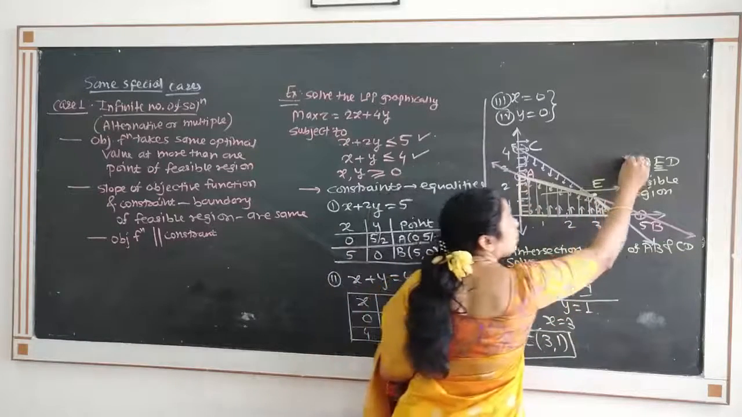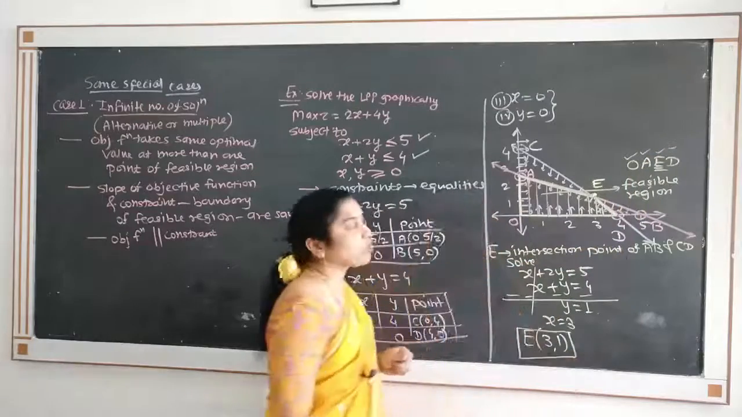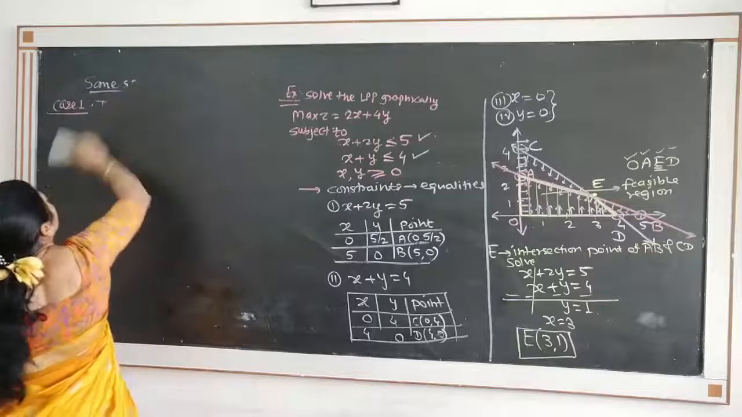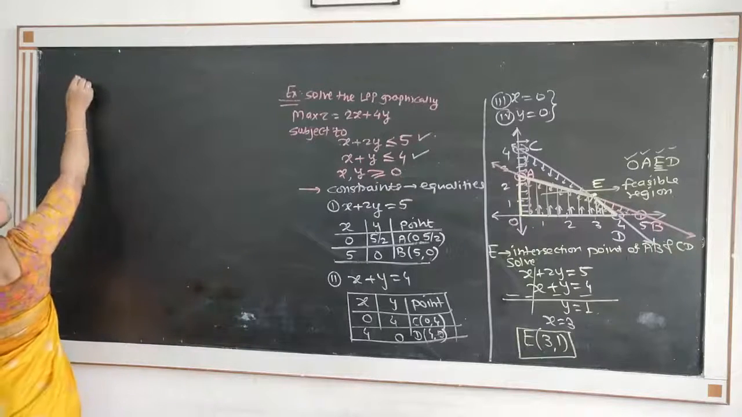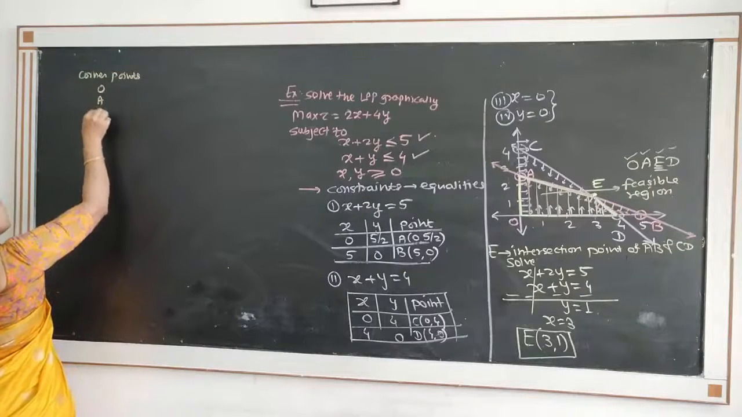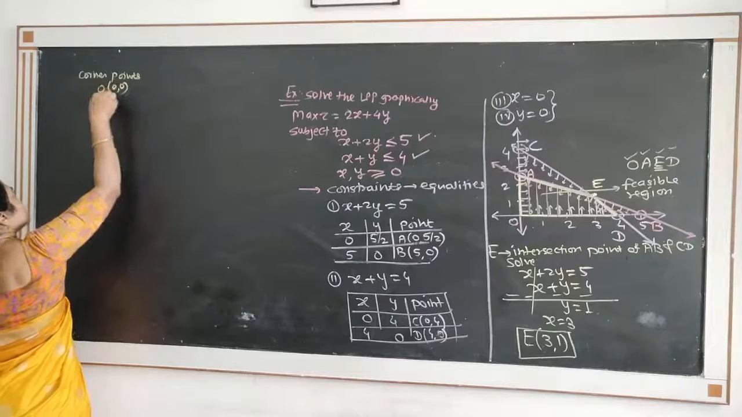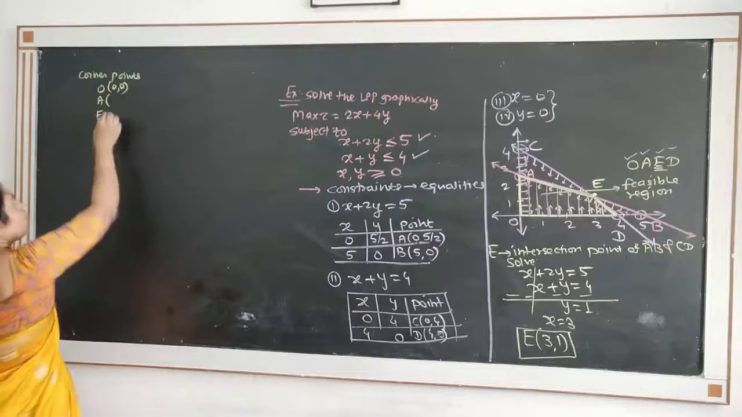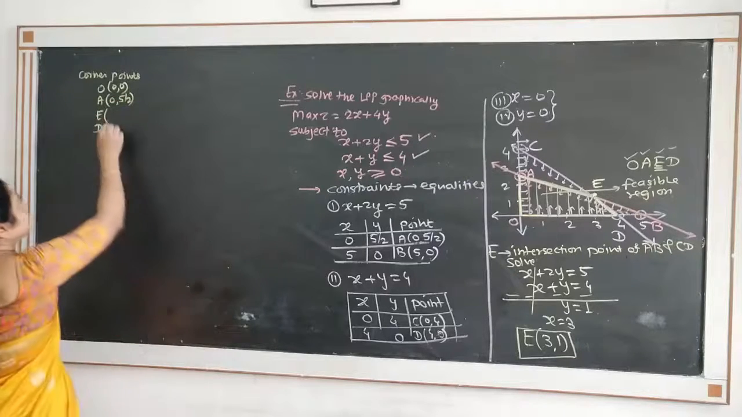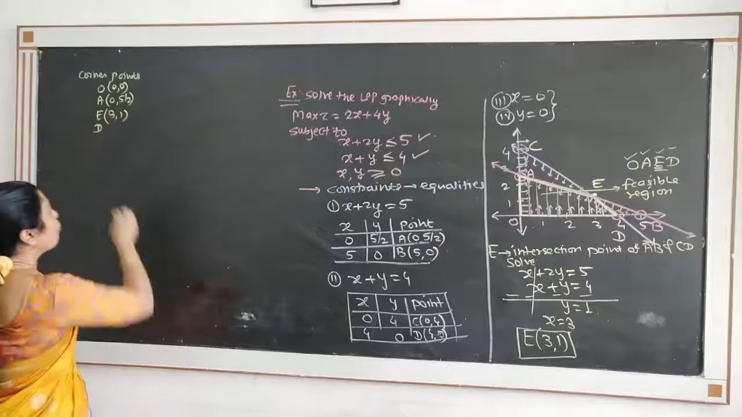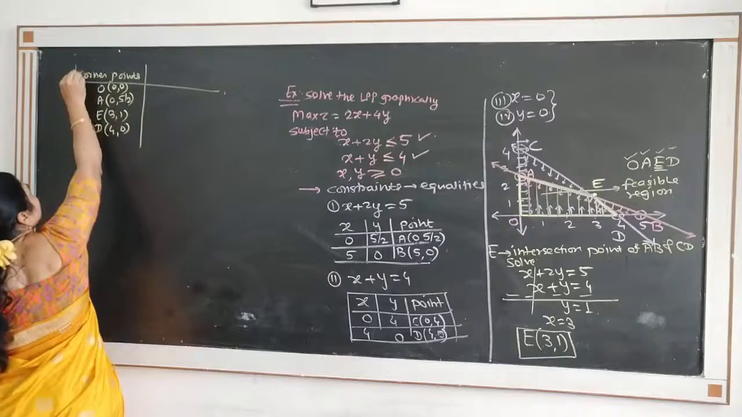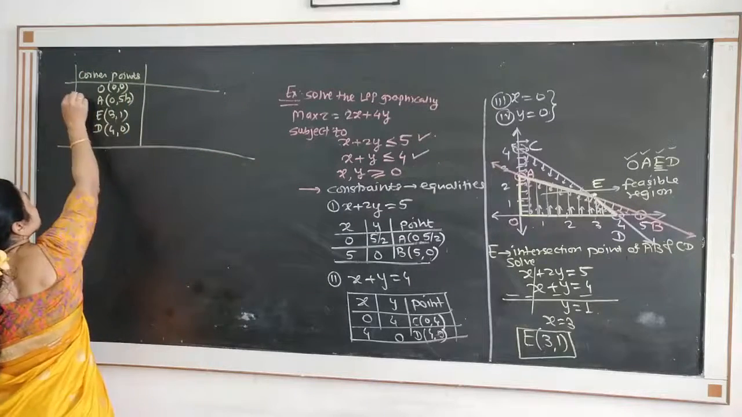So now we get all the coordinates of the points which are corner points of the feasible region. We will find the value of the objective function at these corner points. So there are 4 corner points, O, A, E, D. O is (0, 0), A point (0, 5/2), E point (3, 1) and D point (4, 0). These are the corner points of the feasible region. So we only consider the corner points of the feasible region.